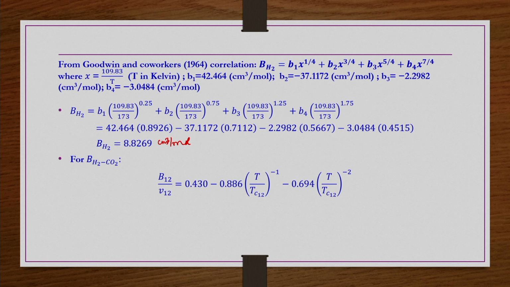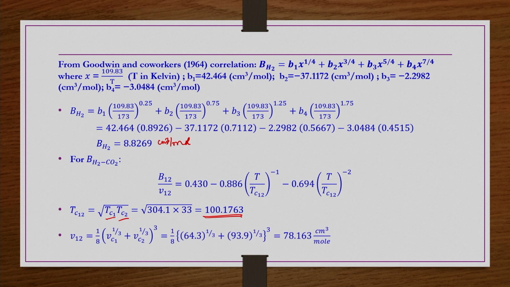So, the correlation we know as B12 divided by V_c12 equals 0.43 minus 0.886 (T/Tc12)^(-1) minus 0.694 (T/Tc12)^(-2). Now this Tc12 is nothing but square root of Tc1 Tc2, right. Tc1 and Tc2 are given as 304.1 and 33 respectively; you substitute here. Then Tc12 you will get as 100.1763, right.